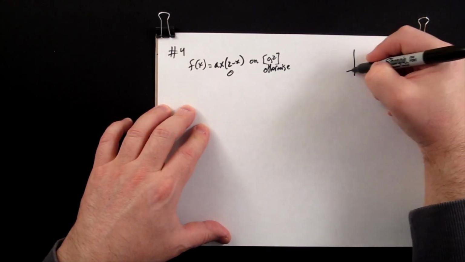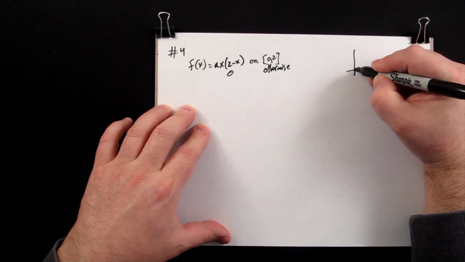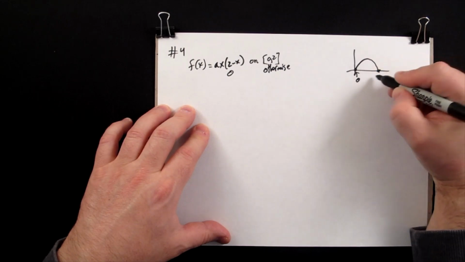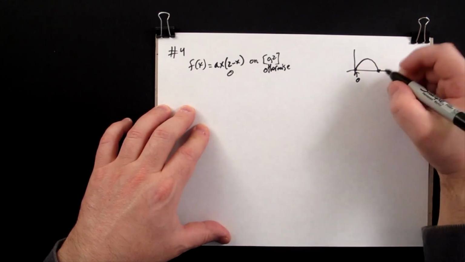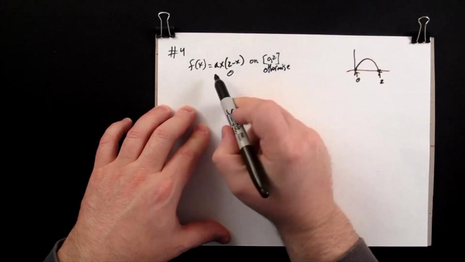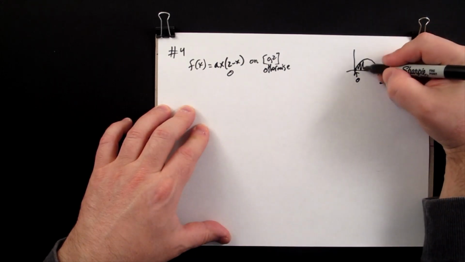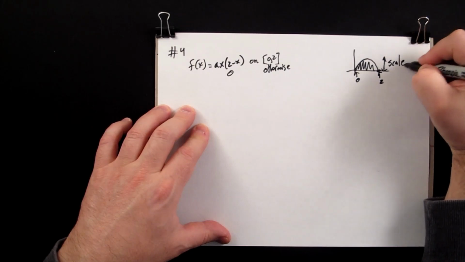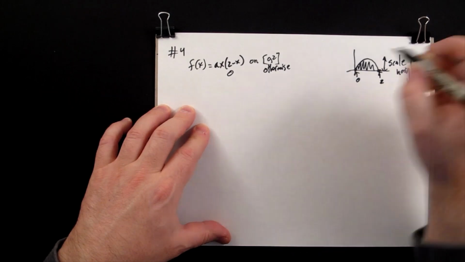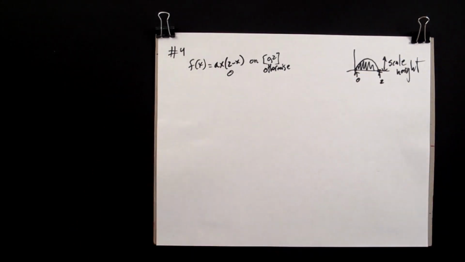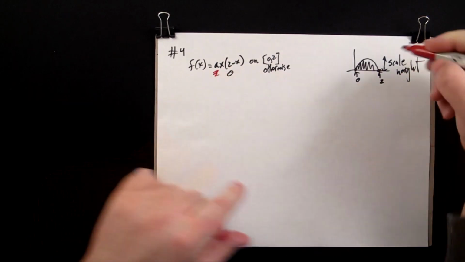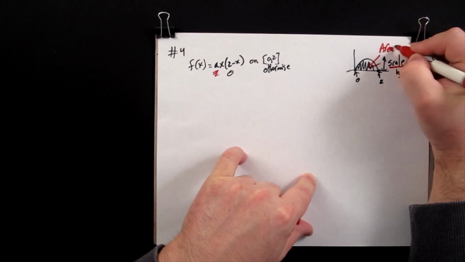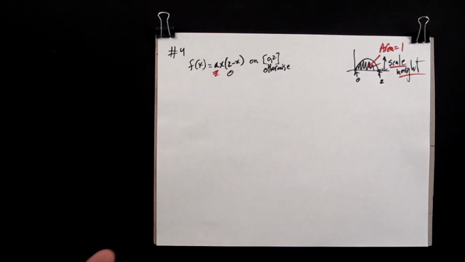So what this function looks like is 0 at x equals 0, and it's also 0 when x equals 2. And so we're trying to scale the height by modifying a. We're trying to scale the height so that this area is 1. So we're trying to normalize this function.